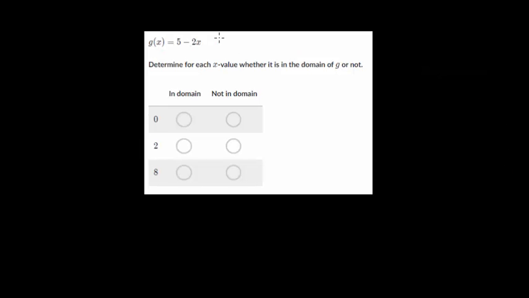And what you can notice right away with this function is that you don't have any division by your variable, and you don't have any square roots. In fact, you might even recognize this as a linear function. It's essentially the function that represents a line, where our slope is -2 and our y-intercept is 5. But if you're not sure about that, just plug in the points and see if you get values.